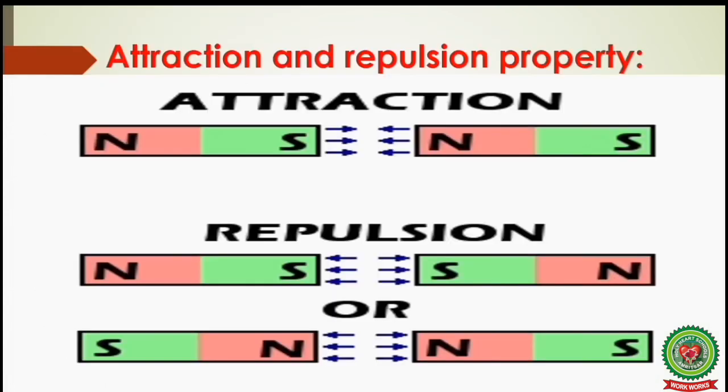Next property is attraction and repulsion property. We have already discussed this. Opposite poles, that is, unlike poles of two different magnets, attract each other, whereas similar or like poles of two different magnets repel each other.